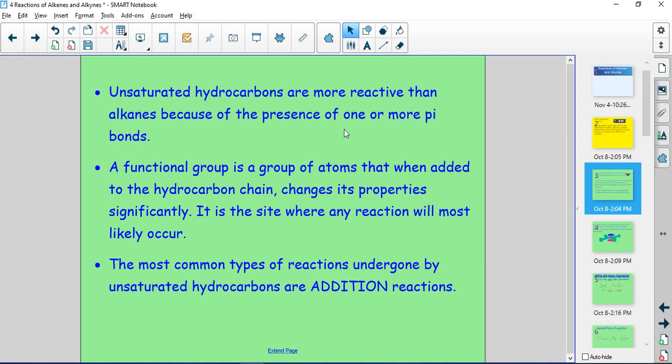So a lot of the more common reactions that these will undergo are called addition reactions. These addition reactions occur because you have space for that. Again, more detail in our second unit, but more space for those other bonds to be added, for other atoms to be added onto that unsaturated double or triple bond.